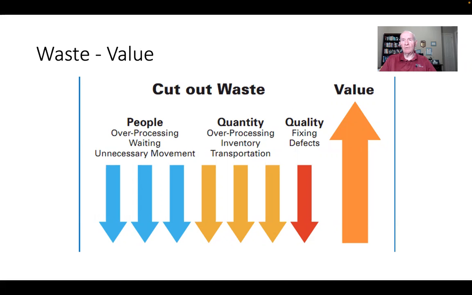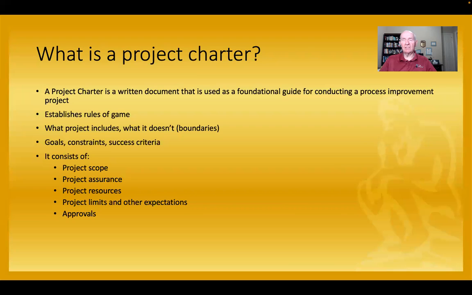And so when we look at waste, we've got to cut out waste. And when we think about cutting out waste, we have to fix those defects. We have to cut out over processing, reduce inventory, and reduce movement or unnecessary movement between rooms or of activity, paper, supplies, technology that we're going to be using, and of course, reduce waiting time. So if we can reduce waste, we increase the value for the customer.